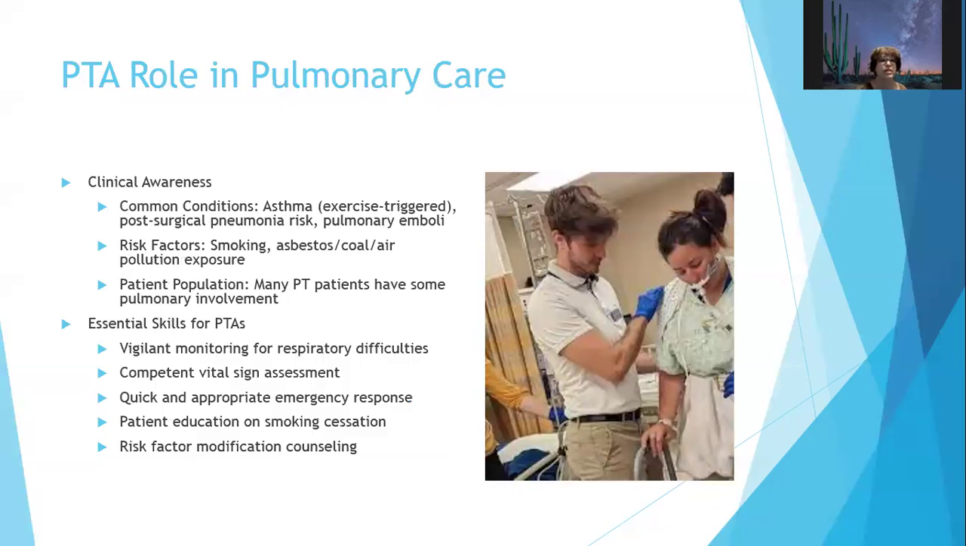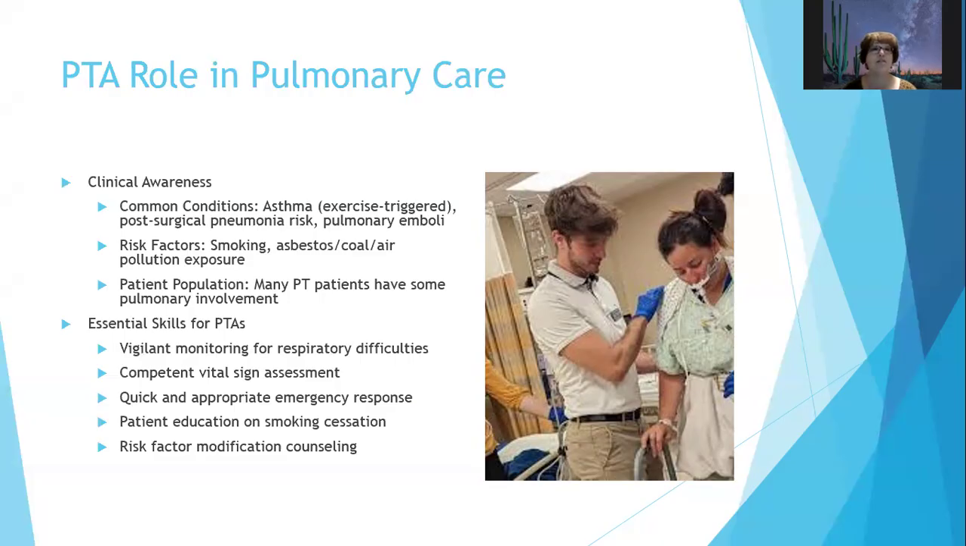So our role in pulmonary care, we need to be aware of common conditions like exercise-triggered asthma or intrinsic asthma, post-surgical pneumonia risk, pulmonary emboli. We need to be aware of risk factors like smoking or being exposed to asbestos or coal or air pollution. Many patients have some sort of pulmonary involvement. So even if we're not treating them directly for a pulmonary disease, they might have some pulmonary involvement that we need to address, or they might be on medications that might affect our treatment session.